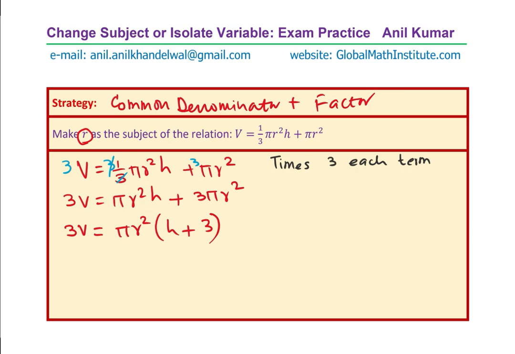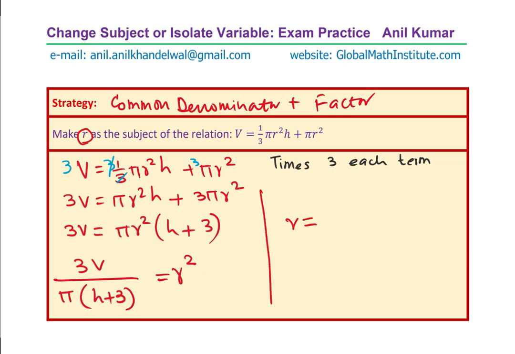Now you can isolate r square. So 3v divided by pi times h plus 3 is equal to r square. You need to isolate r, and therefore we can now write down r as equal to... reverse of square is square root. So we'll do square root of 3 times v over pi h plus 3. And that becomes our formula, where r is the subject.